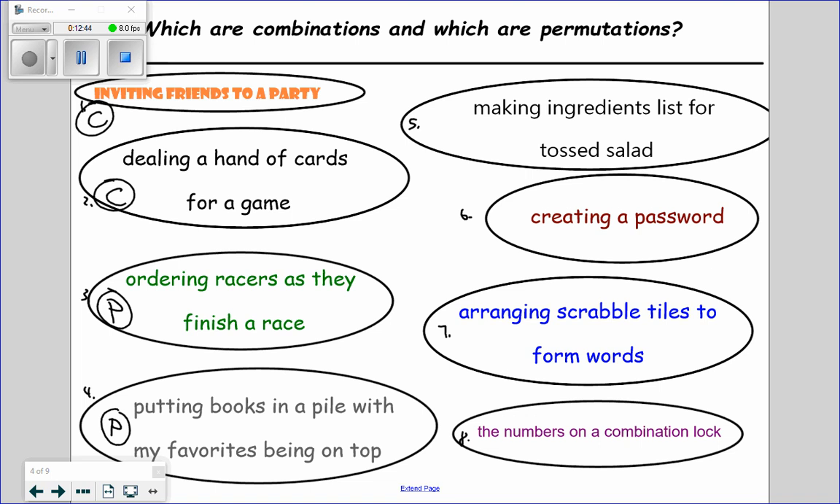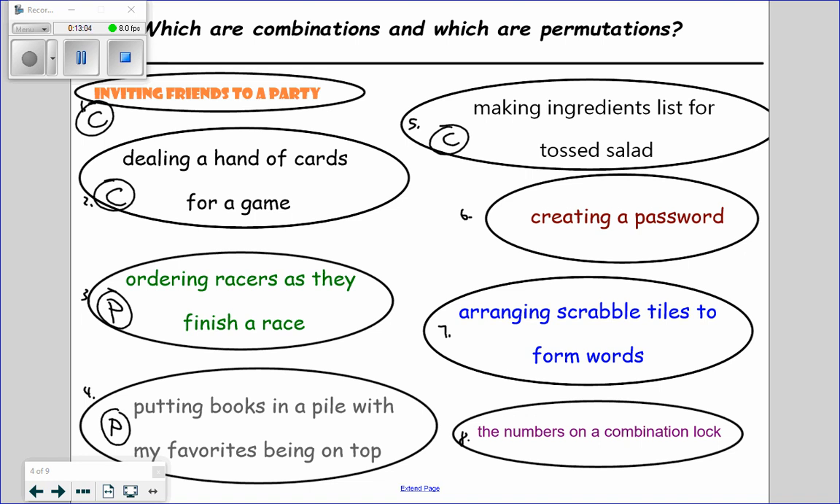Making an ingredients list for a tossed salad. Combination. Order doesn't matter. You see how it helps thinking of order, right? Does the order matter, yes or no? Once you have that, then you're into permutation land or combination land, right? It kind of separates things up.